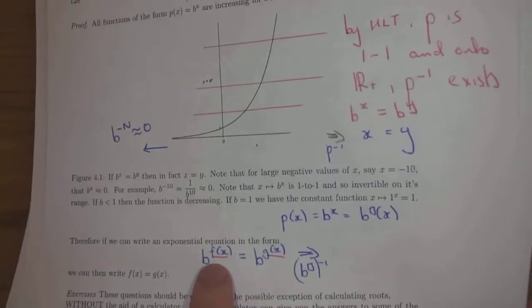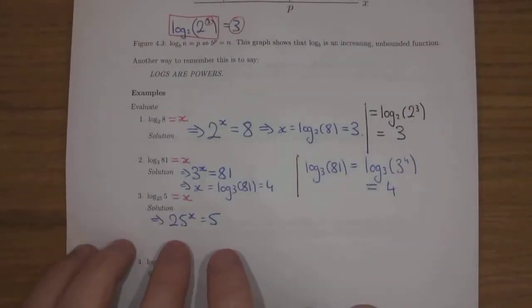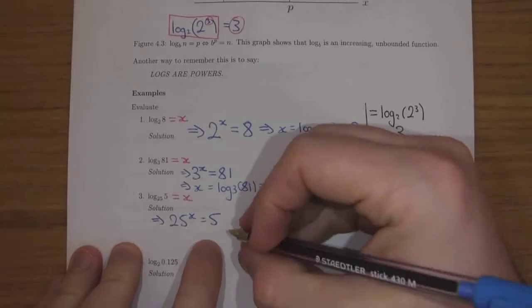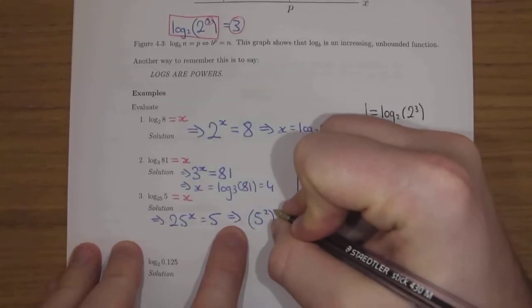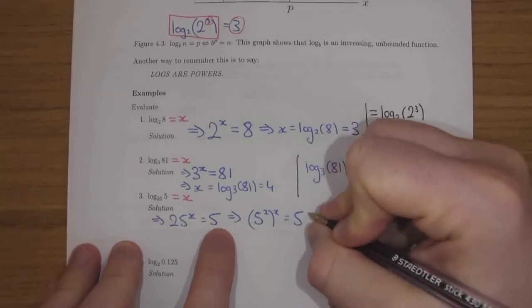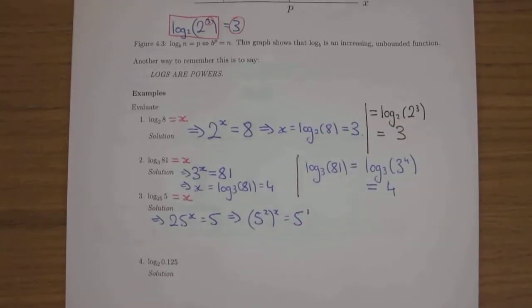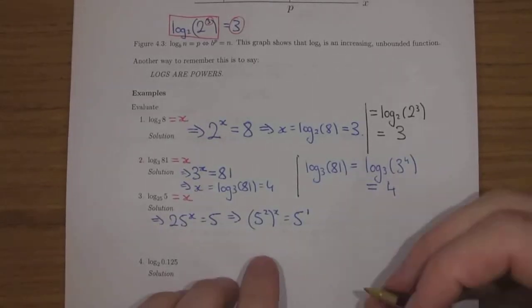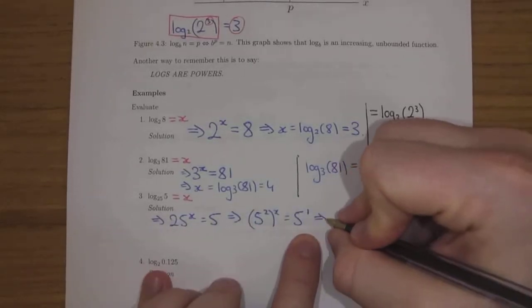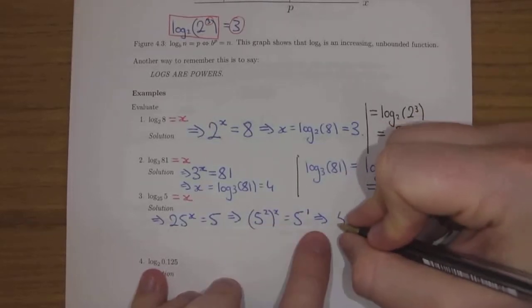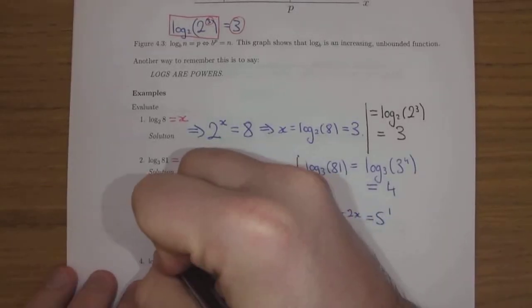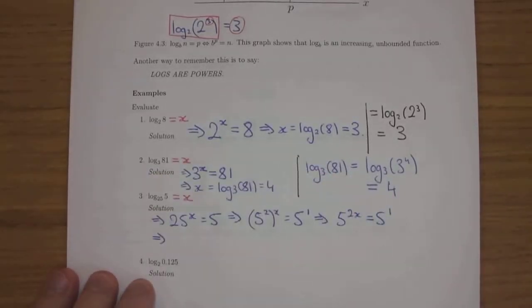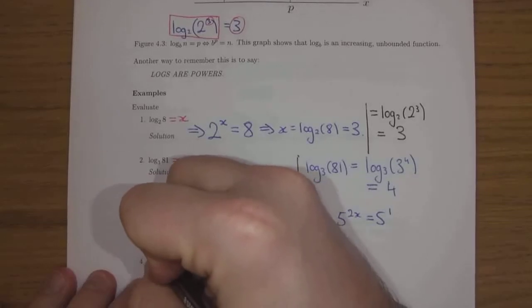So if I can do something like this, what I could do is get them both in base 5. So 25 is 5 by 5, which is 5 squared, and 5 is 5 to the 1. And then here what you can do is you're thinking of applying log base 5 to both sides. Repeated powers means multiply the powers. So you are allowed to say 2x equals 1. Why? Because 5 to the power is invertible. Its inverse is log base 5.